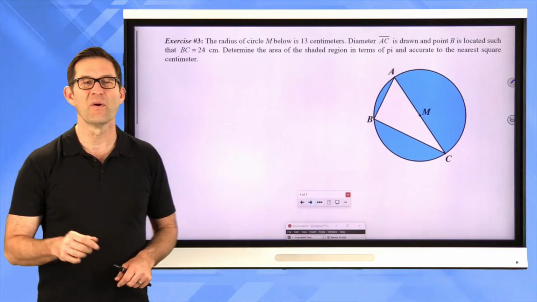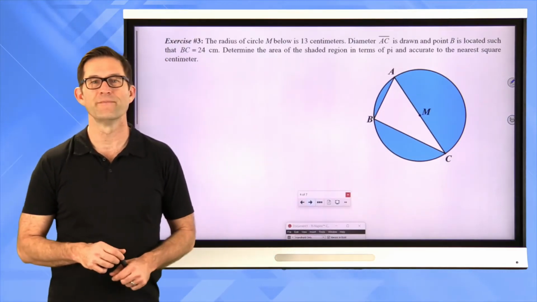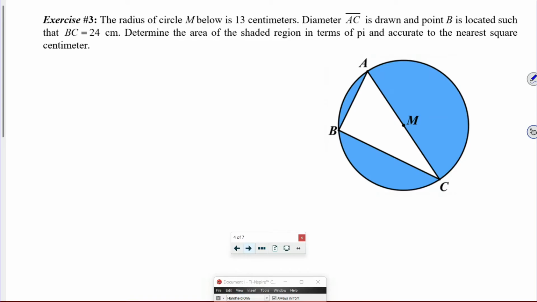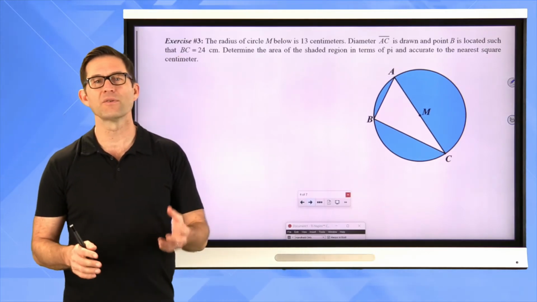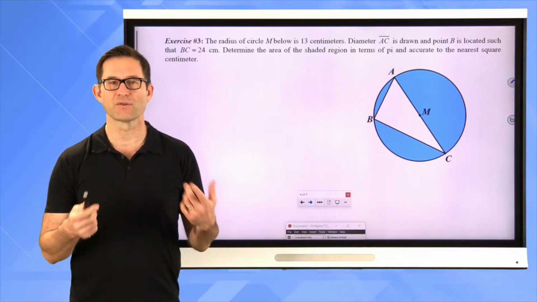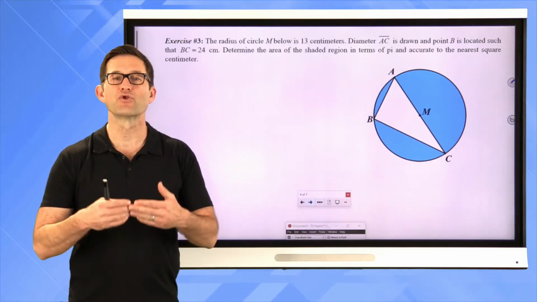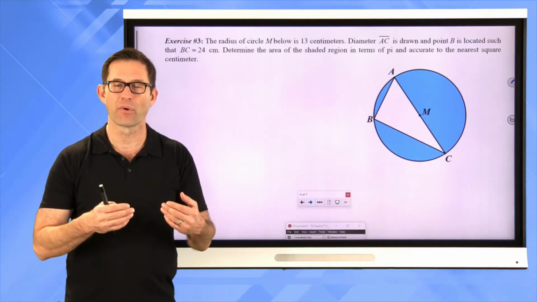All right, let's take a look at one that's a little more challenging. Exercise number 3. The radius of circle M below is 13 centimeters. Diameter AC is drawn and point B is located such that BC equals 24 centimeters. Determine the area of the shaded region in terms of pi and accurate to the nearest square centimeter. Ooh, all right. Well, here we've got almost the opposite scenario as what we had in exercise 2. Here we have a subtractive problem instead of an additive problem.